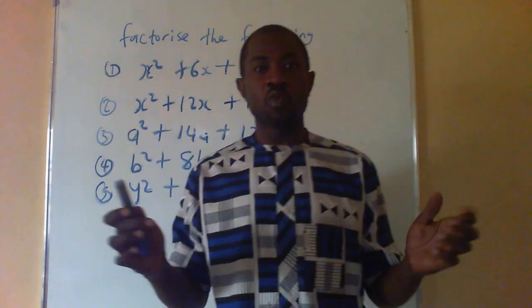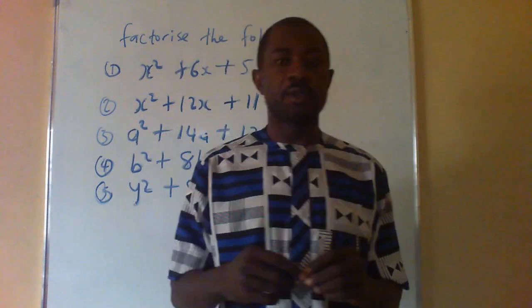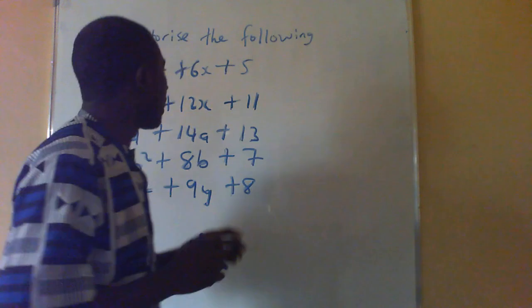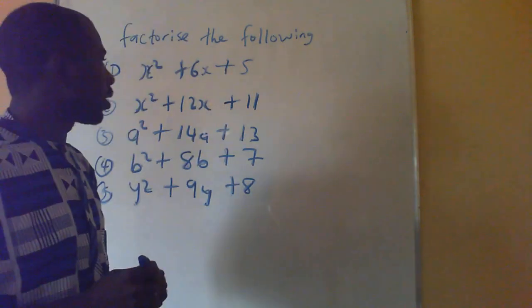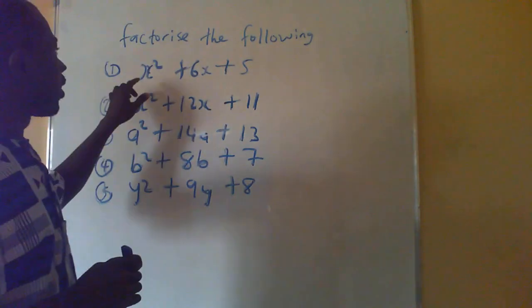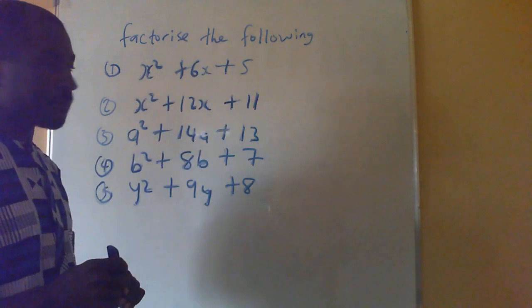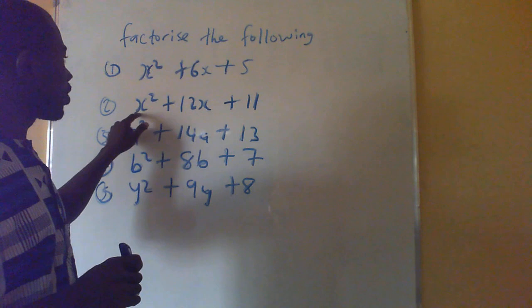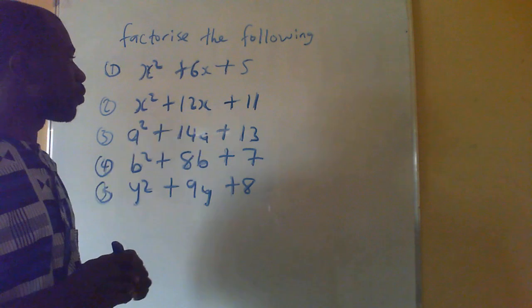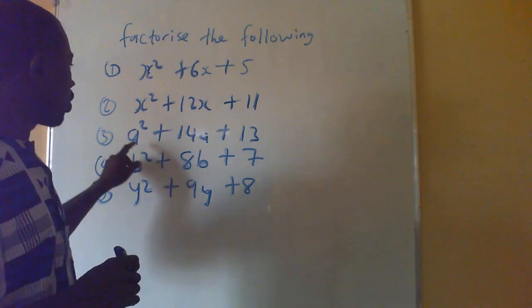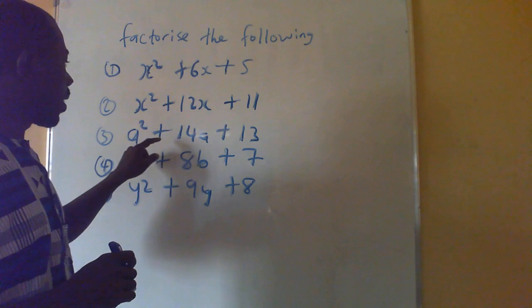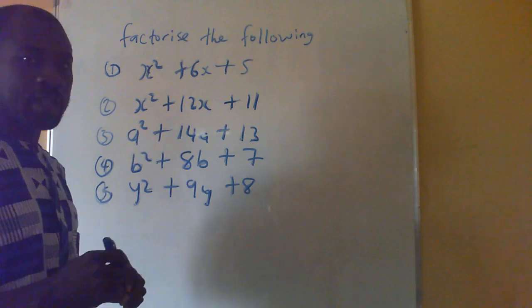We have a problem we want to solve today on the board. The problem: factorize the following. Number one: x squared plus 6x plus 5. The second one: x squared plus 12x plus 11. The third one: a squared plus 14a plus 13.